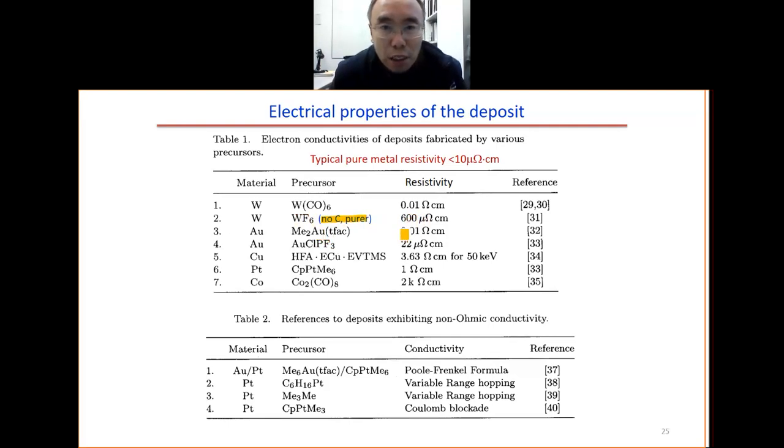For the gold, 0.01 is very bad because those methyl group, FAC, TF, those are all organic groups. This one has no hydrocarbon bond, no organic group, chlorine, phosphine, F3, then you get purer. So this is about 10 times of the pure gold. And similar for other metals. So basically, for the electron beam induced deposition, if you just want conducting, it's okay. It is conductive, but it's not very good conduction.